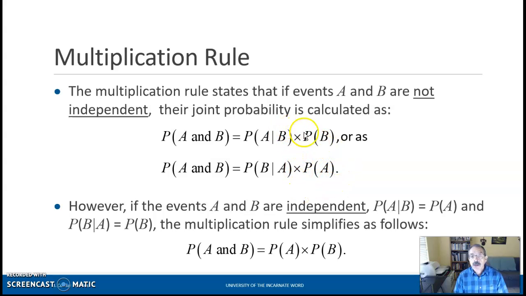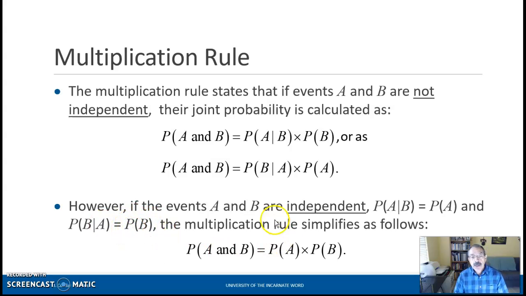So notice how the probability of the event that we multiply by the conditional probability is that of the event that we're conditioning on. All right, now in the second version, if two events are independent, then the conditional probabilities simplify to the probability of the event that we're not conditioning on. So the probability of A given event B is just the probability of event A, and the probability of B given event A is just the probability of event B.